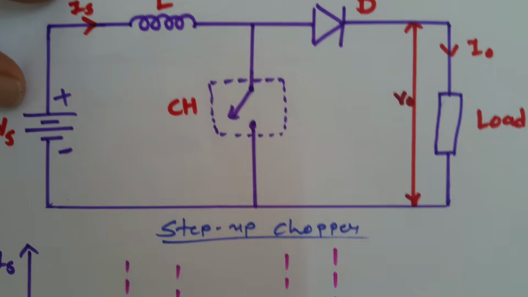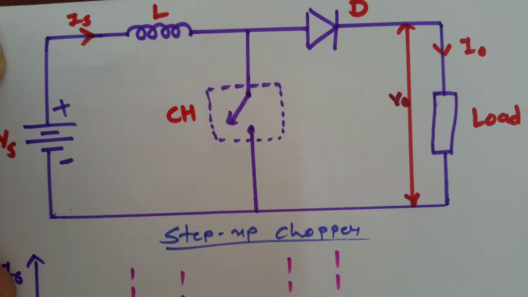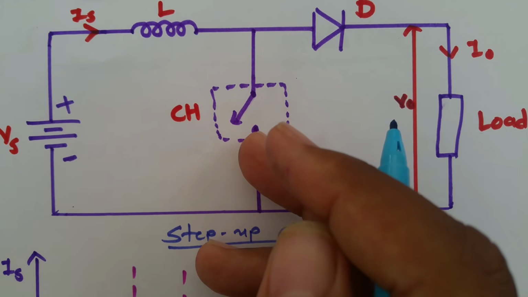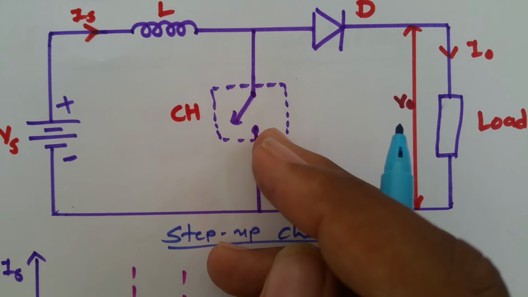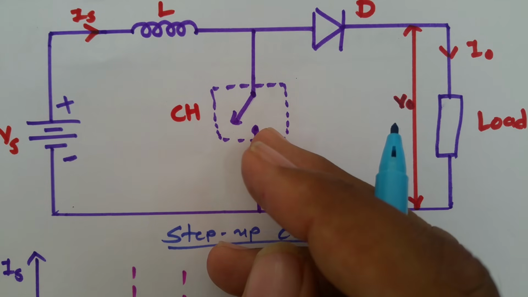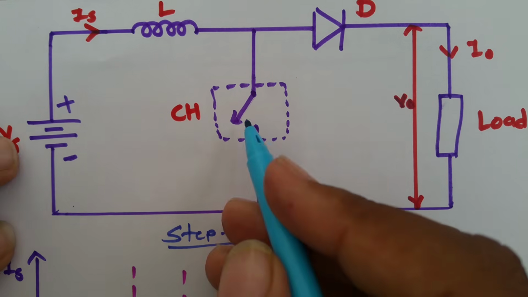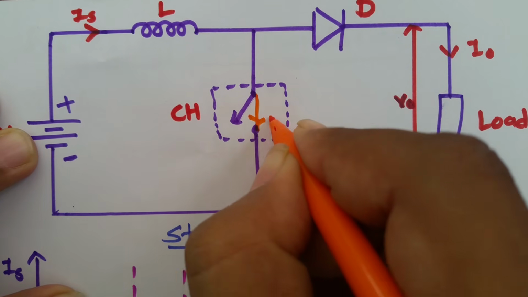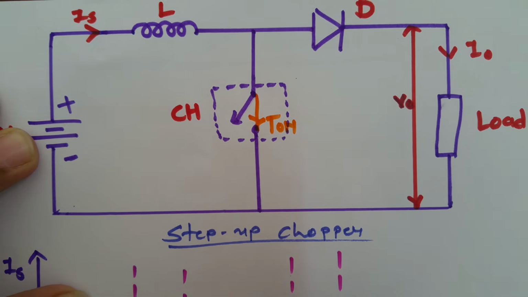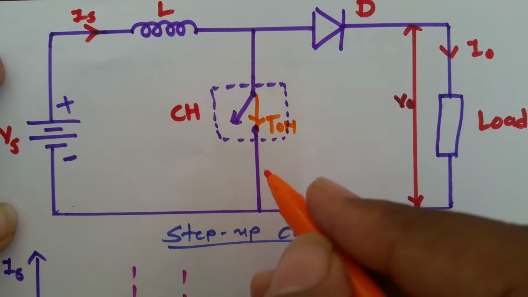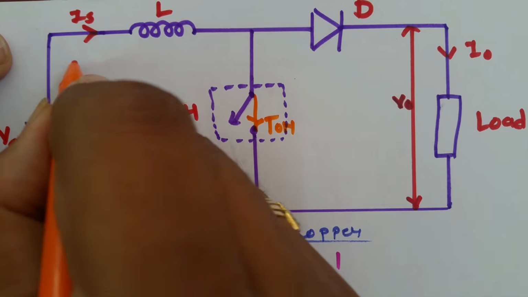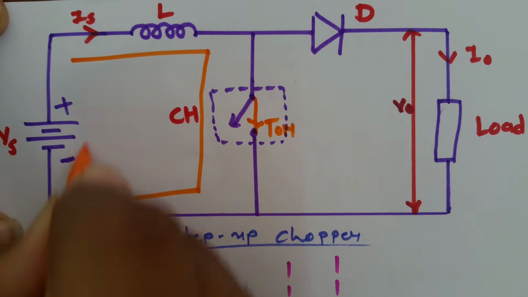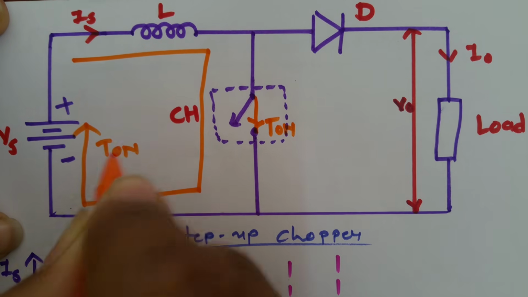So here the basic circuit of step up chopper that we can see. Now let us try to understand what happens when this switch is on and what happens when this switch is off. So let us consider first case where this switch is on. Here during T on time period, this switch is on, and due to this supply Vs, current will flow in this loop, and this will happen during T on.